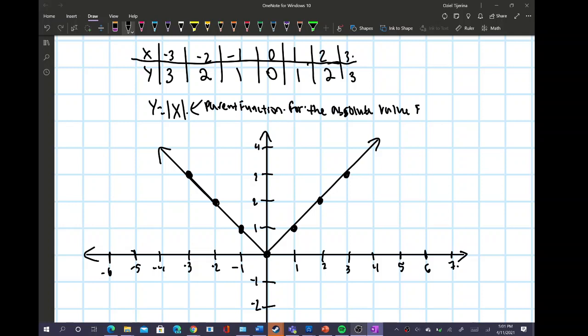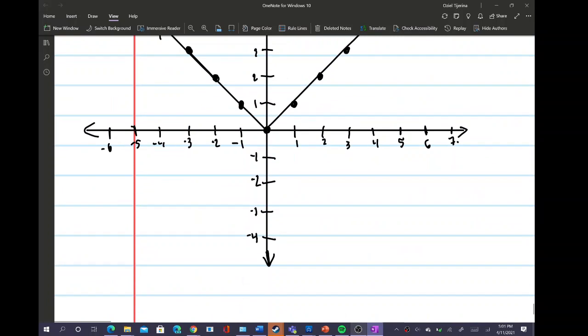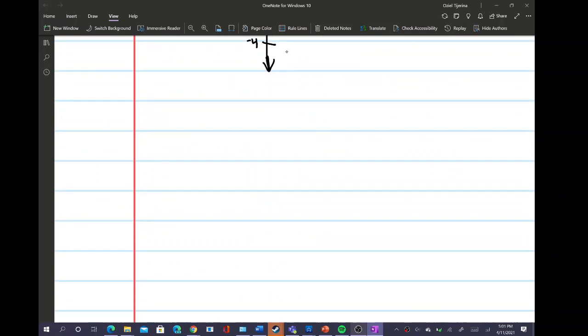Now, to quickly define what the absolute value function is, f of x equals the absolute value of x is really f of x, and we can denote this as a piecewise function.